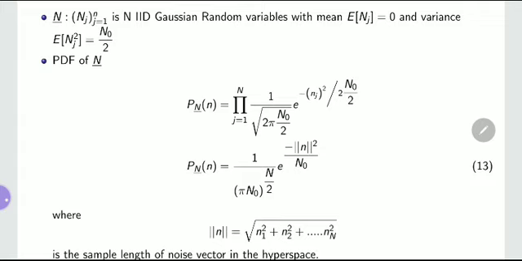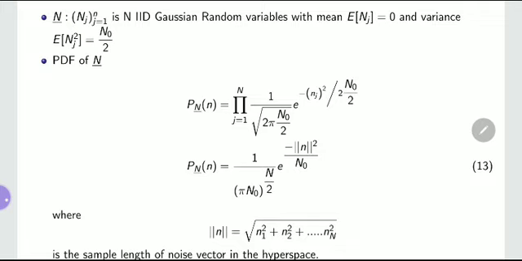Covariance E of nj nk is actually n0 by 2 delta of j minus k. So it has value only when j equal to k, and its value is n0 by 2. Now you have capital N independent and identically distributed random variables. So its PDF, probability density function, will be, when the random variables are independent, to find the PDF you have to multiply the individual PDFs.